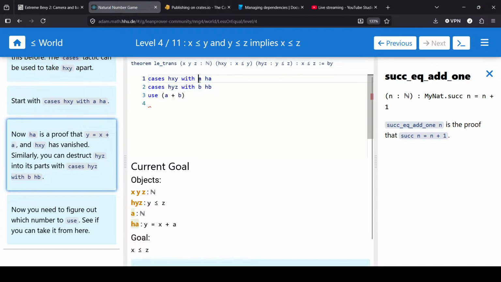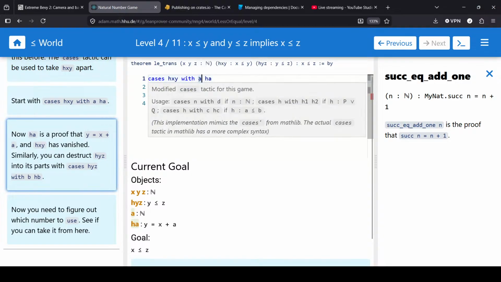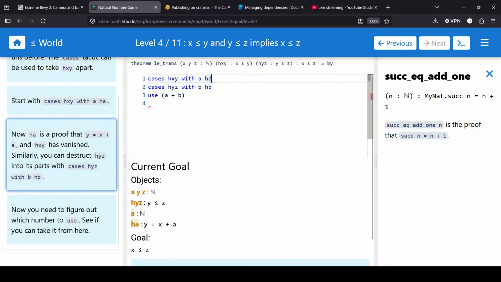Okay, so this would be my value and this would be my statement. So x less than or equal to y gets broken into an a and an ha: y equals x plus a. That's kind of confusing. But I feel like as long as you give it two names, Lean just does its thing for you.